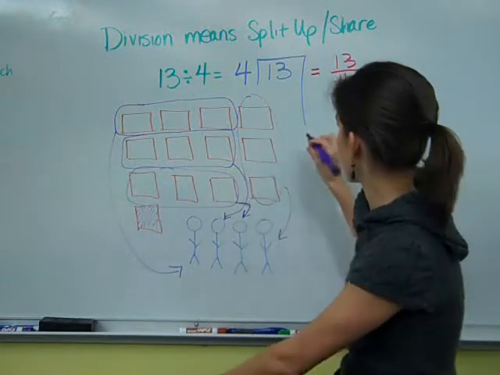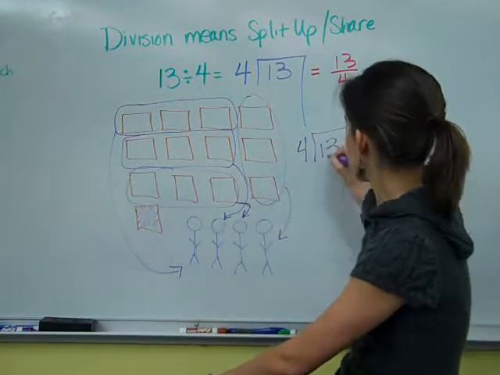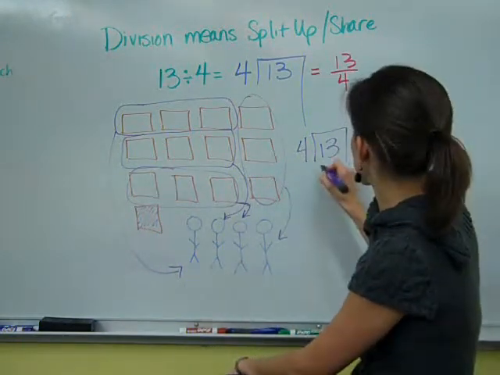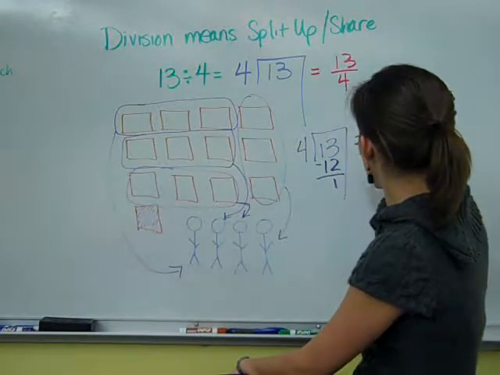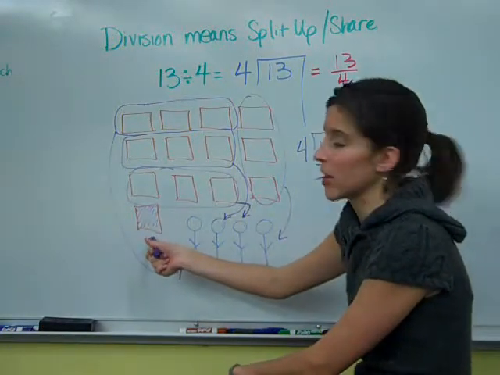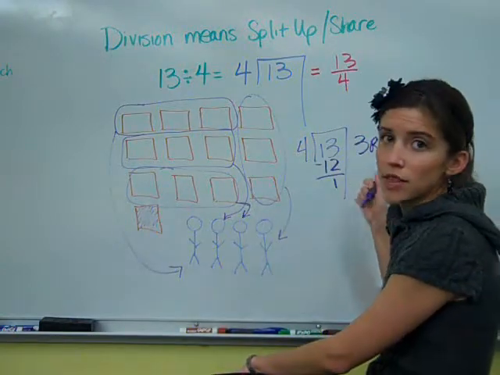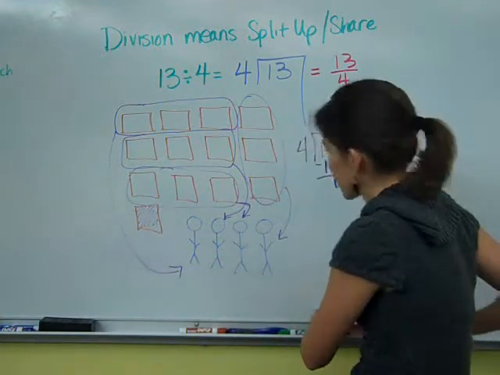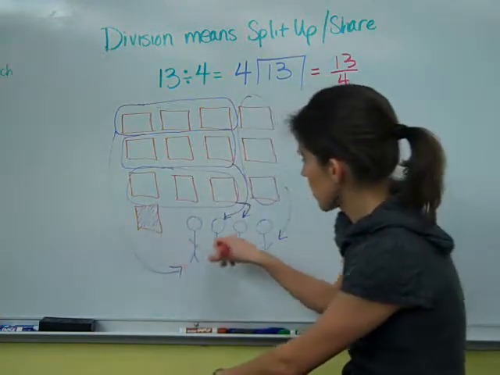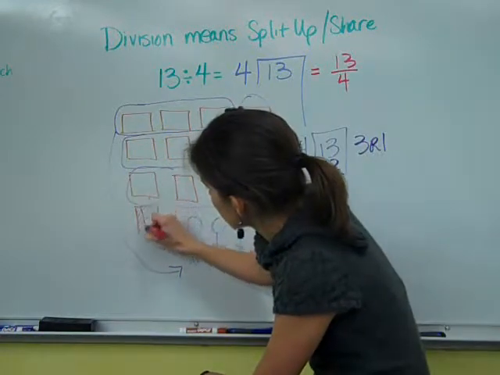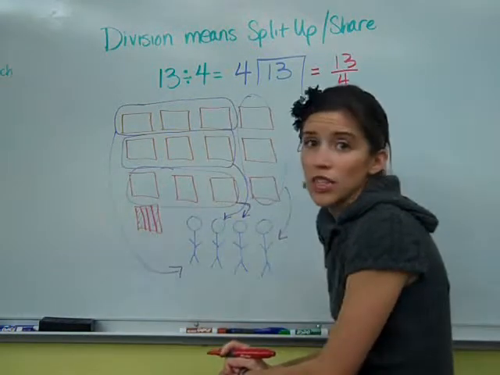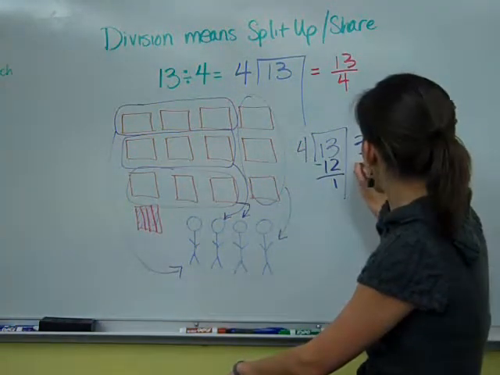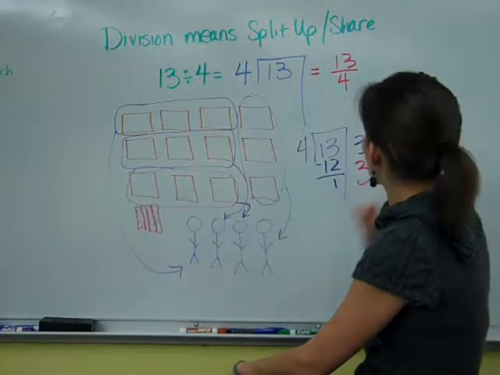Same problem if we had it up here, 4 going into 13. I know that 4 can go into 13, 4, 8, 12, 3 times with remainder 1. So we've got the same picture going on here. But instead of writing that remainder 1, now we can actually split it up. So if I split up this last remaining chocolate bar, I can split it amongst these 4 people that are sitting here. So each one of them is going to get a fourth of that. So our total answer, instead of saying 3 remainder 1, we can actually say 3 and 1/4.